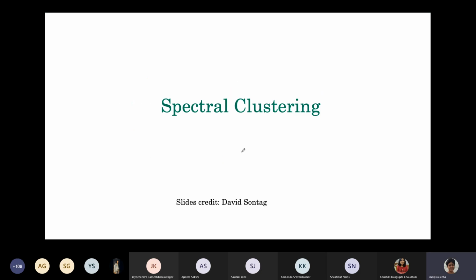So now let us move to spectral clustering, which is another type of clustering on weighted graphs.